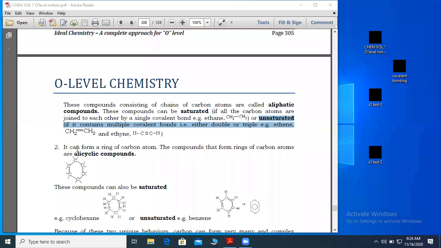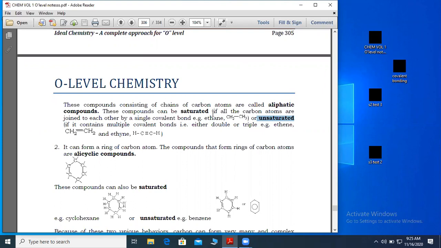So, for example, we have ethene. Ethene is an alkene, you remember, so it has a double bond between the carbon atoms. We have ethyne. Ethyne is an alkyne, and alkynes have a triple bond between the carbon atoms. So, where the number of bonds between carbon atoms is more than 1, we call that an unsaturated compound. Unsaturated organic compound, where carbon has more than 1 bond.